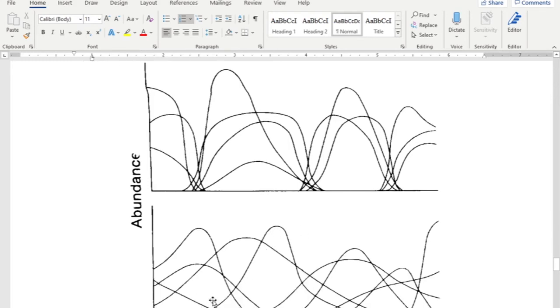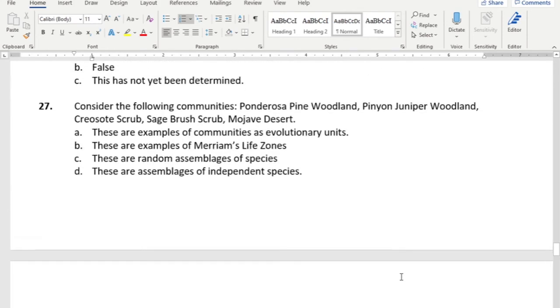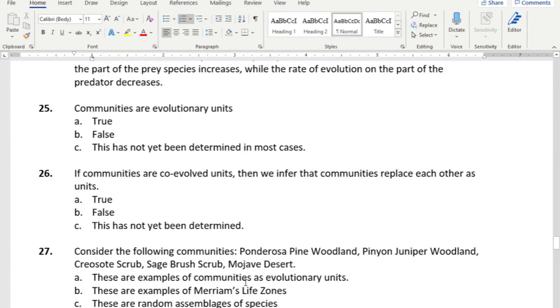In the diagram below, notice that the species niches are just all over the place. They don't clump into nice groupings like that. So in this example, the species are independent of the communities. So in this one down here, they are not co-evolved units. The species are independent and they just show up in a community and they either make it there or they don't. All right.